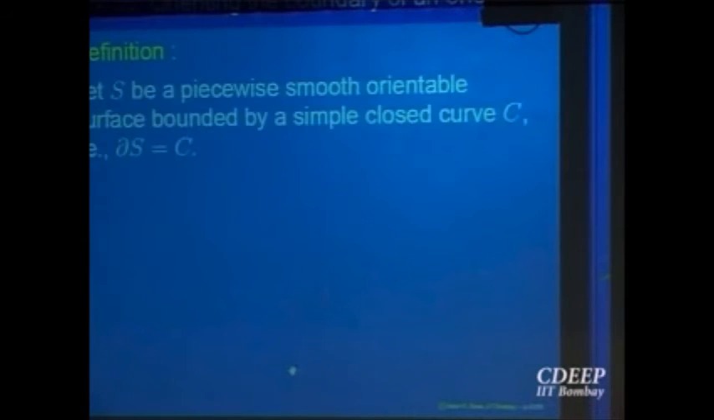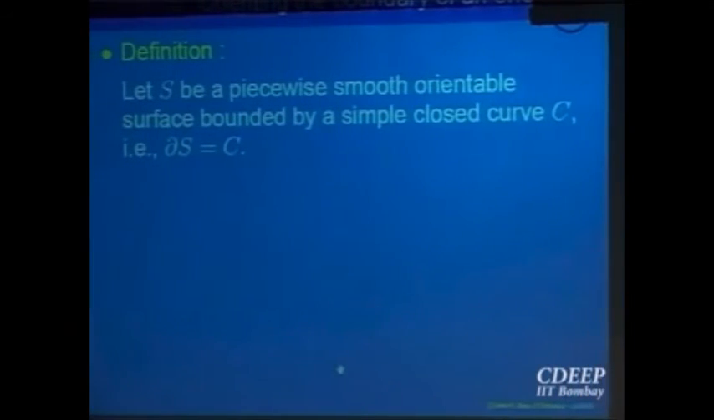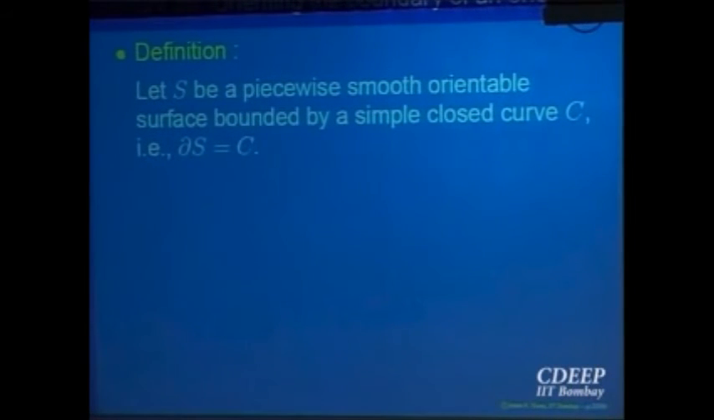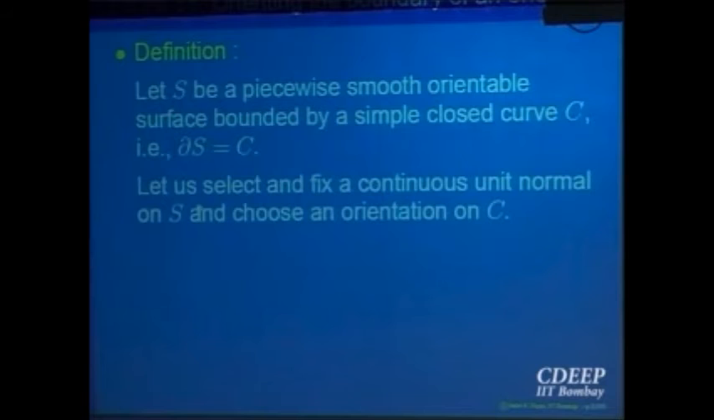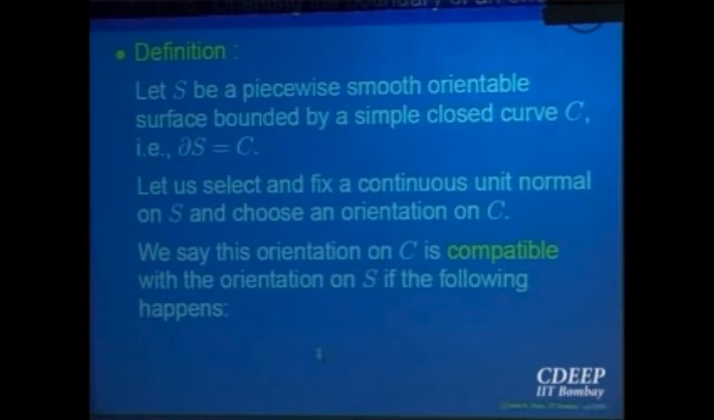So S is a piecewise smooth orientable surface bounded by a simple closed curve C. Let us look at the boundary of this. Call that C. S is a surface which has a boundary, and that is a simple closed curve, and that is C. So let us fix a continuous unit normal N on S, and let us choose an orientation on C. If they are compatible, then we will say that orientation is the one which is compatible with it, the other one will be the non-compatible orientation. So that is what compatible orientation means.